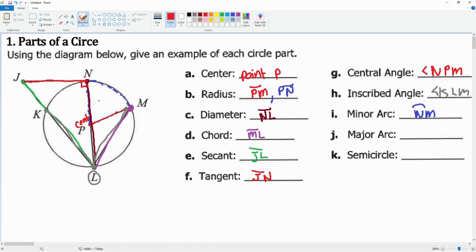A major arc is a large part that covers three letters. So we can say that could be, let's say, L and K all through to M. So we can say L, K, and M with the arc symbol. The semicircle here uses the diameter. So right here, if this is the diameter, the semicircle can just be this part. And we can say the semicircle has the arc of NKL. There you go. Those are the parts of your circle.